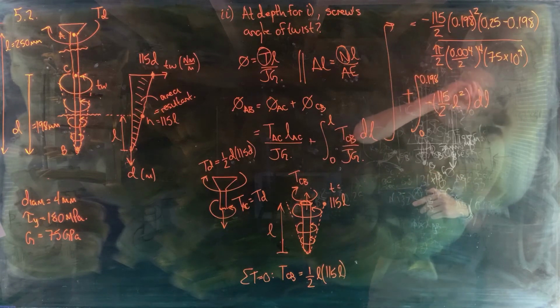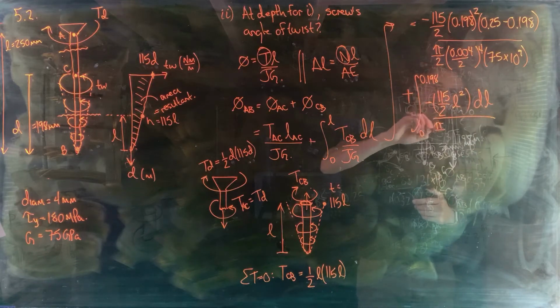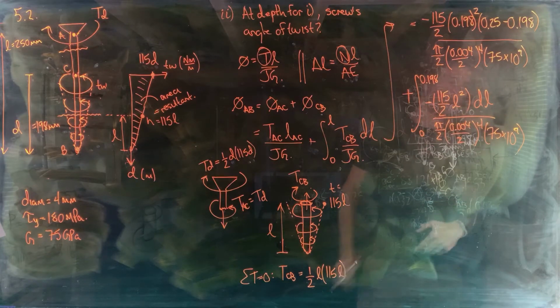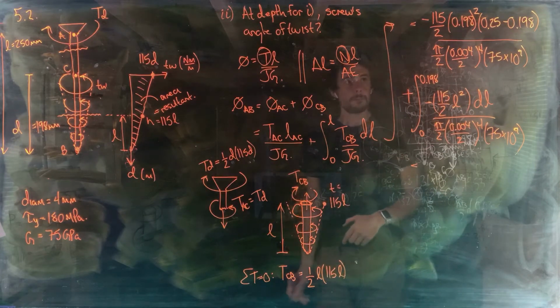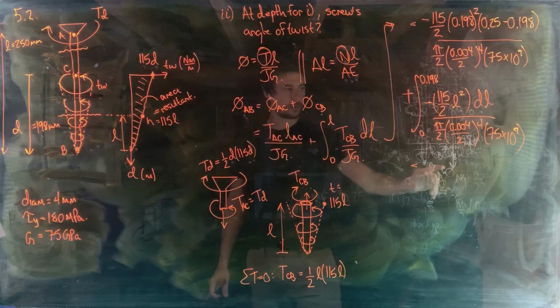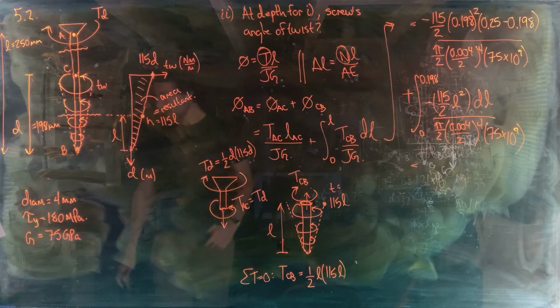Then we've got DL. And then we've got J and G, which is the same quantity, pi over 2, 0.004 divided by 2, raise that to the 4th power, and then 75 gigapascals, that's times 10 to the 9. Okay. Angles of twist are always going to come out in units of radians here. So this number will come out in terms of units of radians. And what did I get when I did that? I got minus 0.1413 rad.